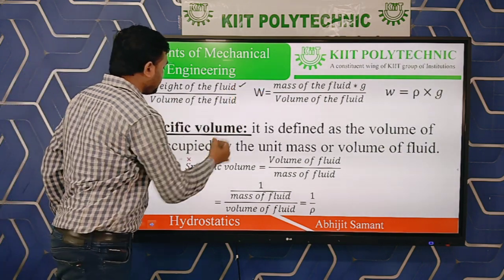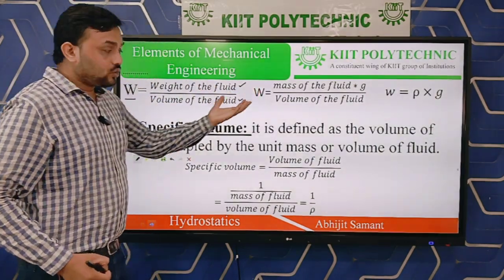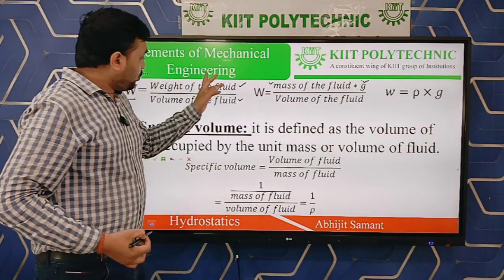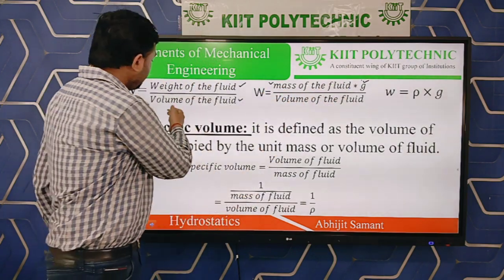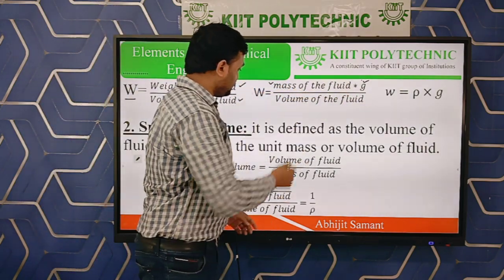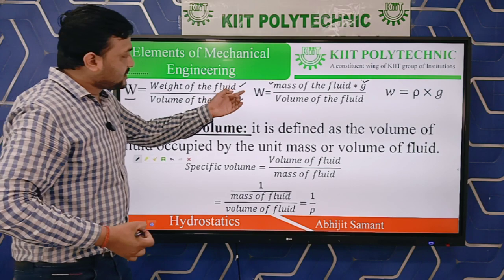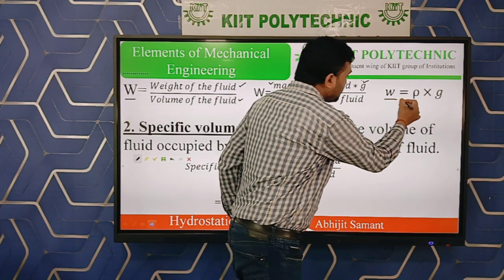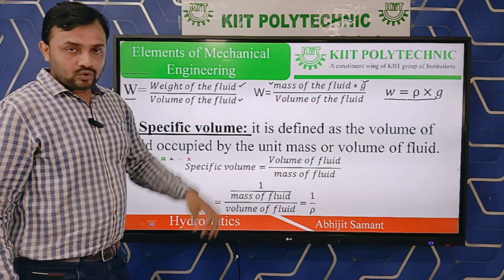Weight density is the weight of the fluid divided by volume of the fluid. The weight of the fluid can also be defined as mass of the fluid into acceleration due to gravity, and the volume of the fluid is in the denominator. So mass of the fluid into g divided by volume of the fluid. Mass per volume, in the previous slide we discussed, is known as density. So weight density can also be defined as W equal to rho into g. You have to remember this formula, W equal to rho into g.